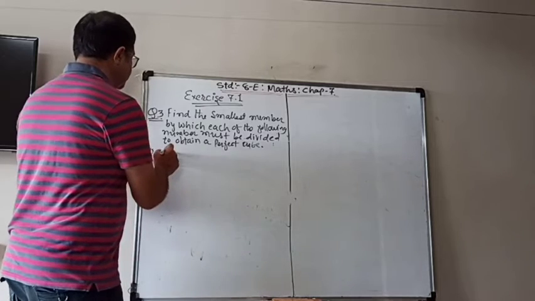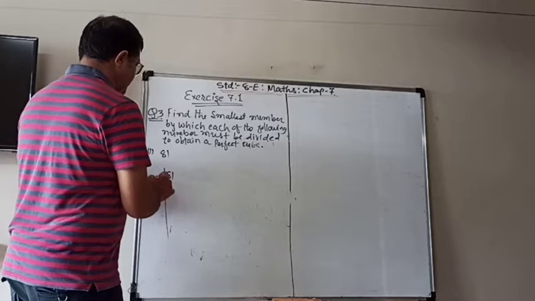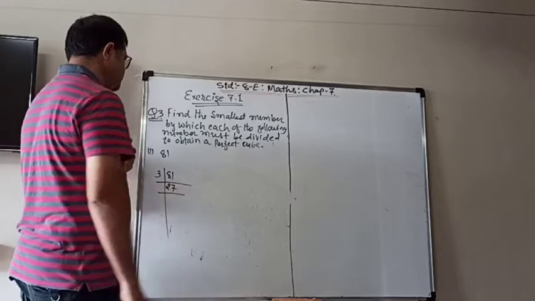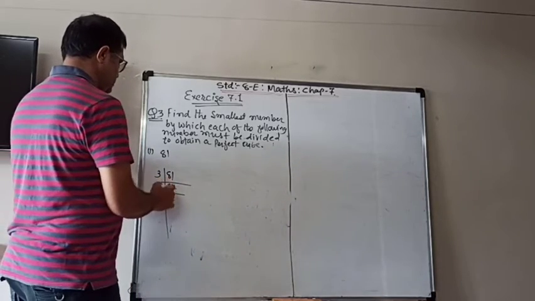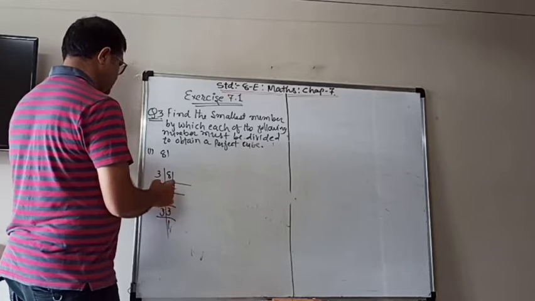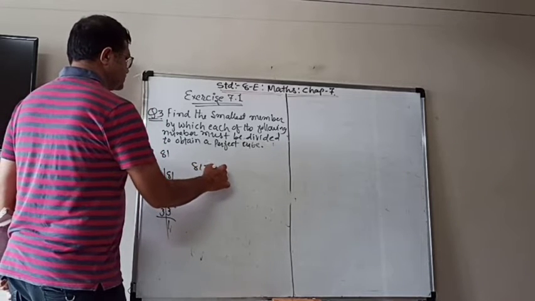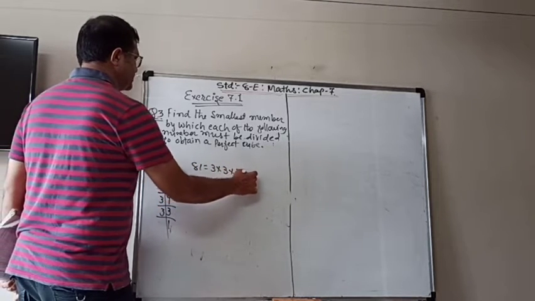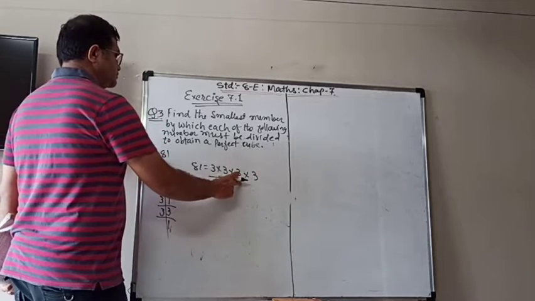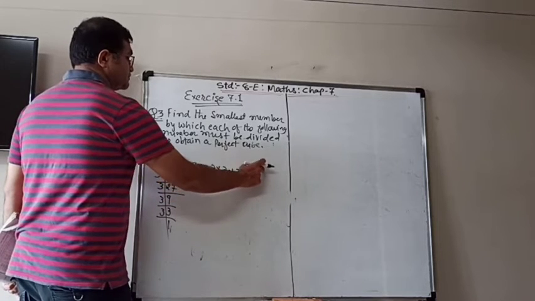That is 81. So let's find the prime factors. 27 3s are 81. 9 3s are 27. 3 3s are 9. And 3 1s are 3. So here 81 is equal to 3 multiplied by 3 multiplied by 3 multiplied by 3. So here 3 is in a group of 3 times, but there is one extra.